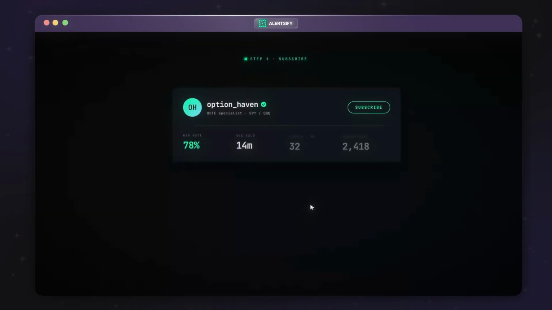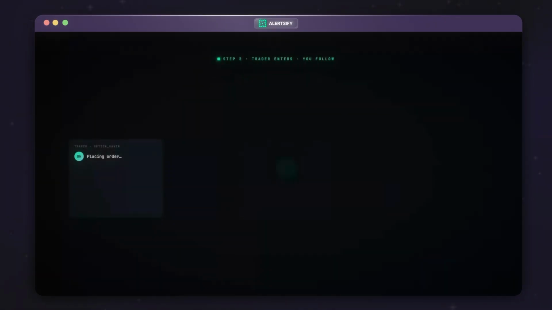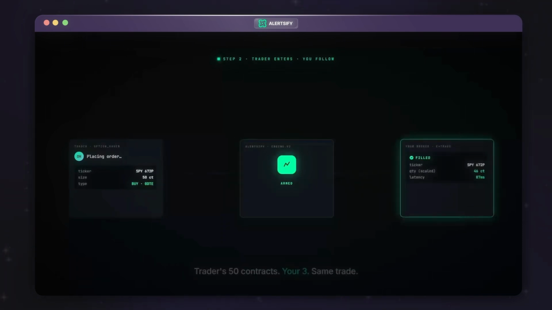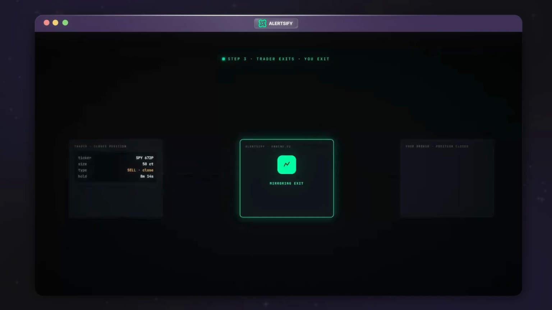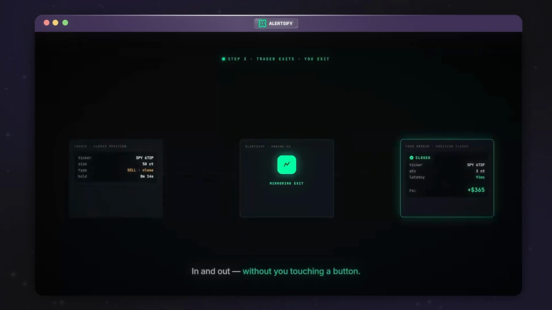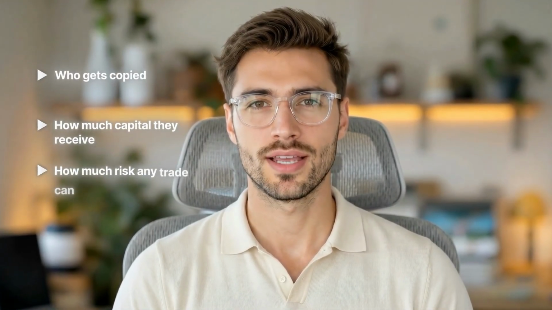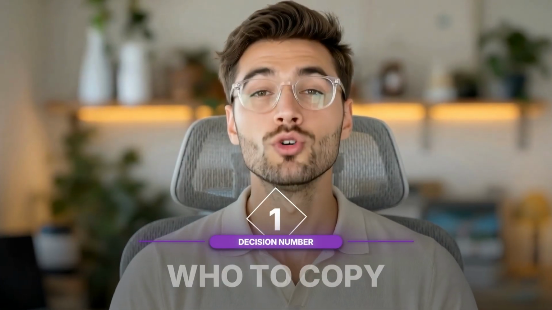Before you choose which traders to follow, here's how Alertsify works. You connect a supported brokerage account, choose which traders you want to follow, and decide how their trades should be sized inside your account. When one of those traders enters or exits a position, Alertsify automatically copies that trade based on the allocation and risk limits you set. Alertsify handles the execution, but you still control who gets copied, how much capital they receive, and how much risk any trade can create. Now let's start with the first decision you'll make inside Alertsify: who to copy.